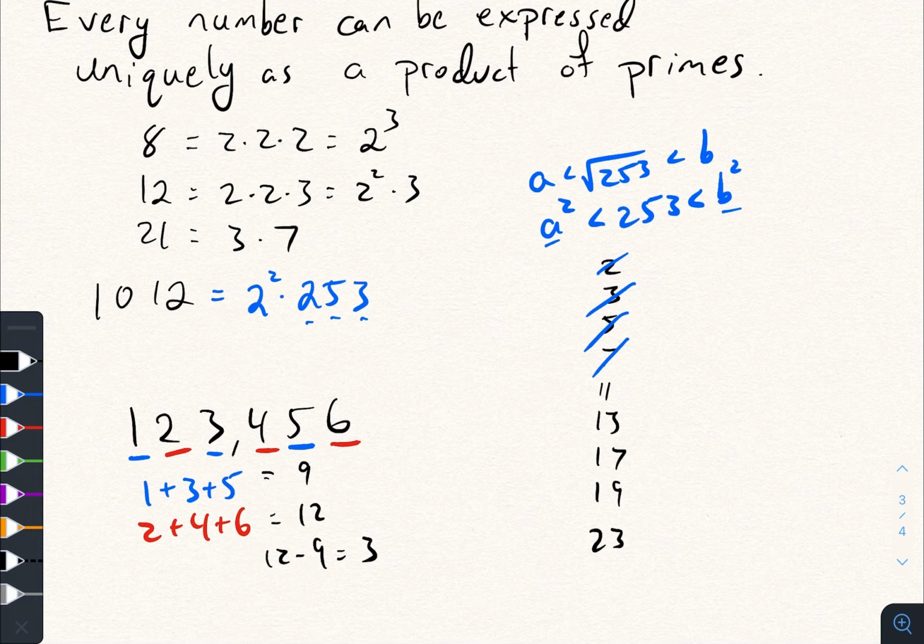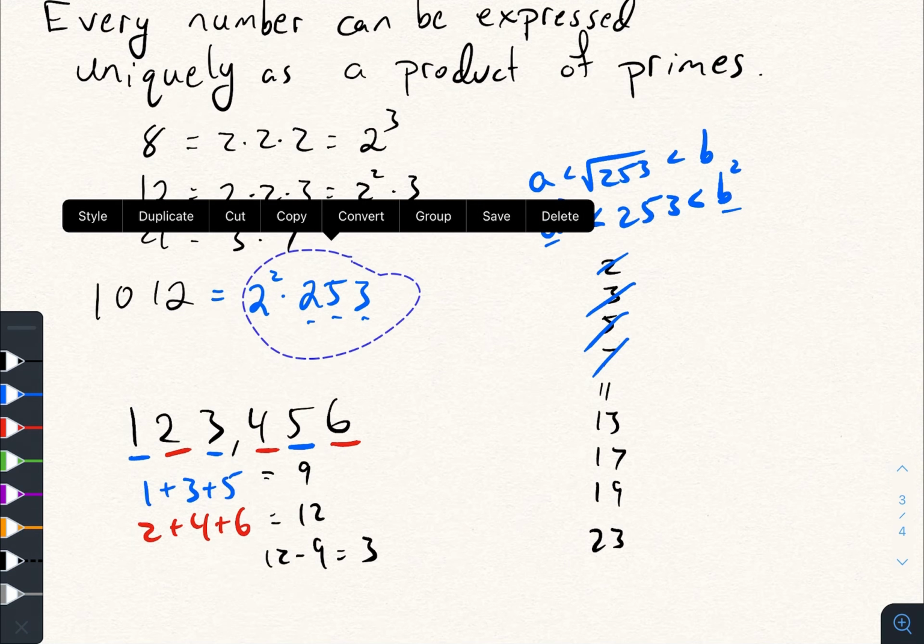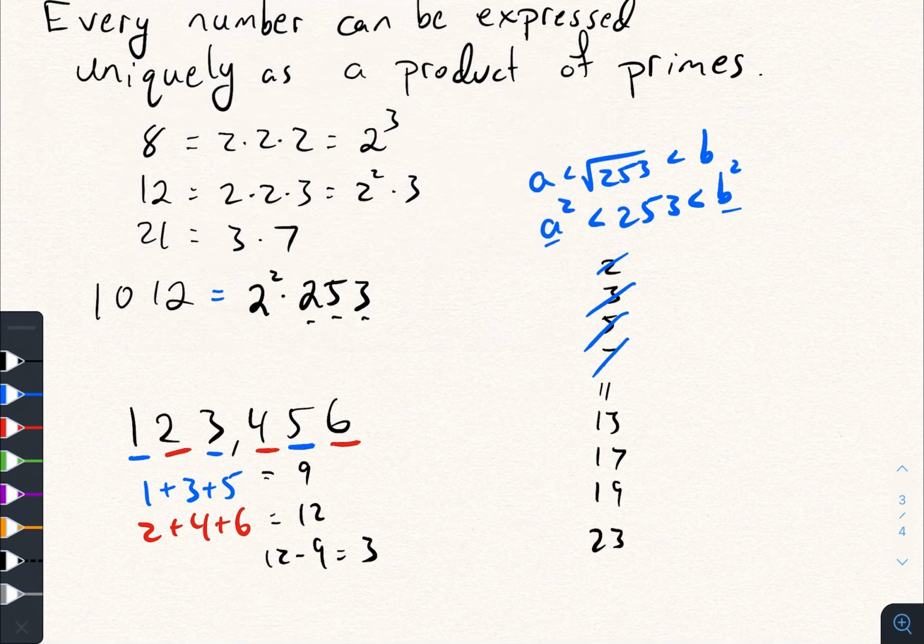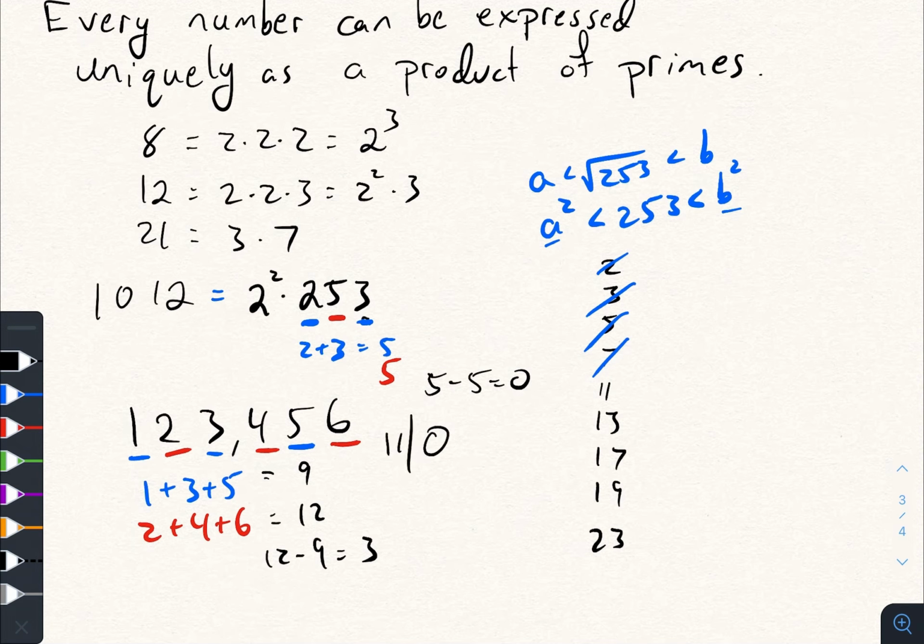Now 253, let me make this black. So these are going to be the blues, this will be red. So the blue numbers add up to 5, and the red numbers, there's only the 5. And so if I take the difference, I'm going to get 0. And so is 0 divisible by 11? The answer is yes. Yes, 0 is divisible by 11.